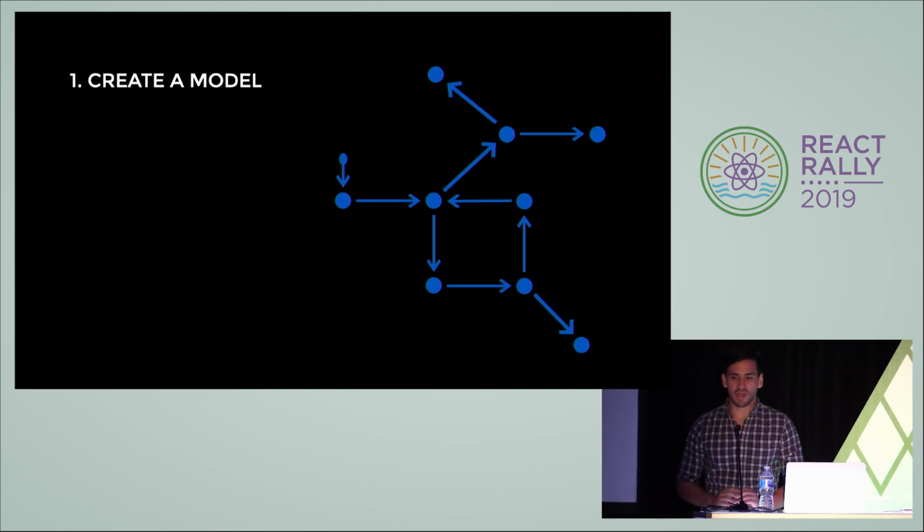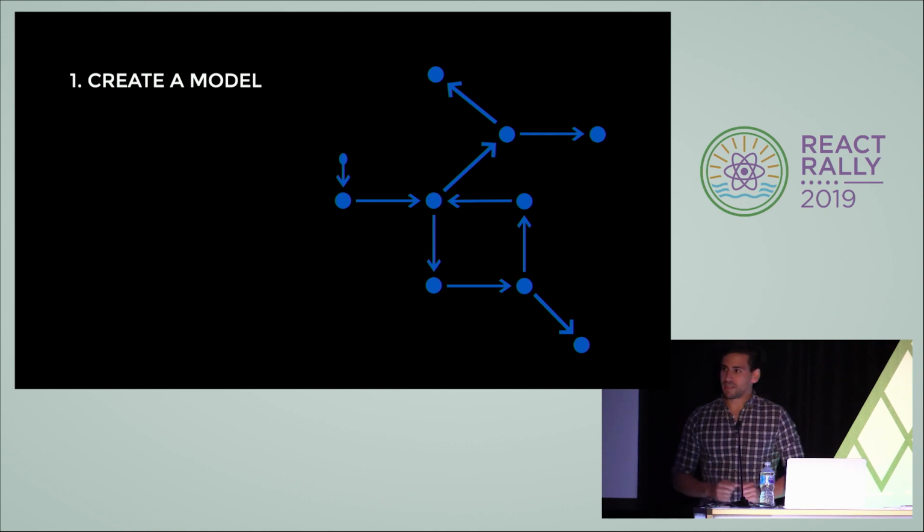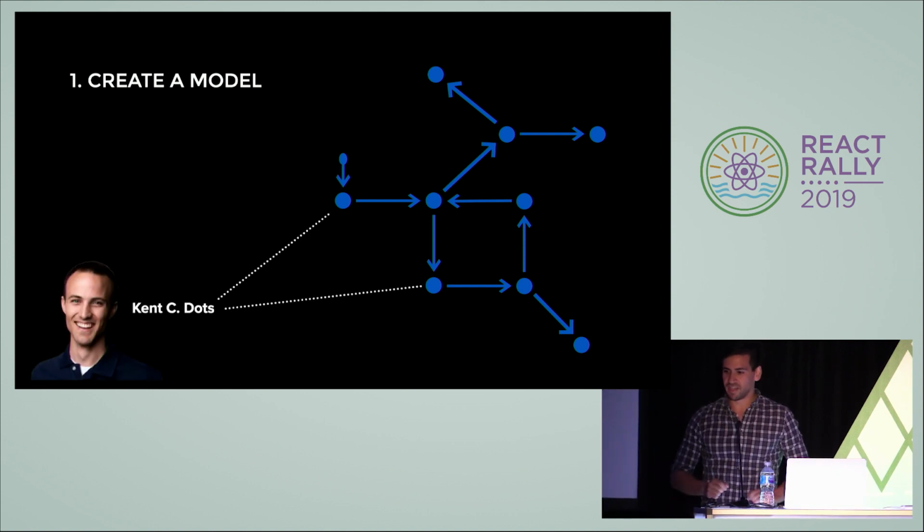So here's how we do model-based testing in 5 easy steps. First step is you create a model of your application. And so this is going to be the most important step, and it's useful not just in model-based testing, but in application design in general. So represent your app as these dots. Call them testing dots, call them Kent-C dots, whatever you want.